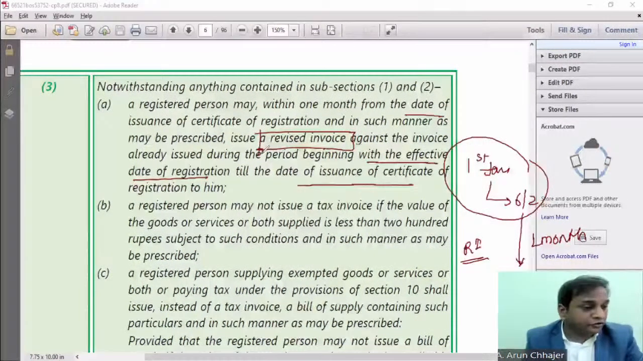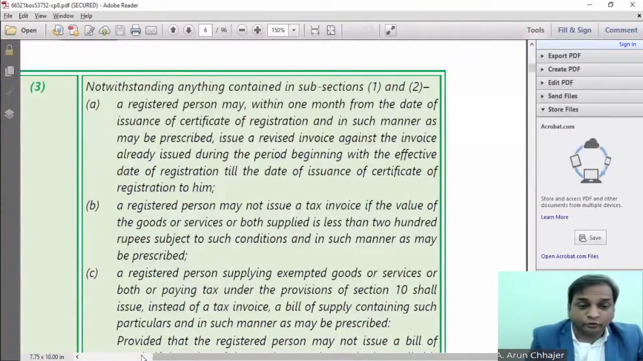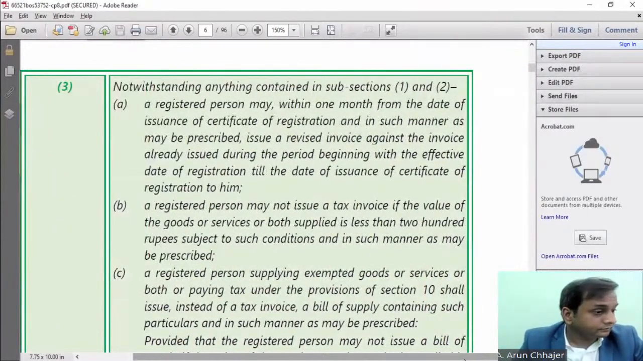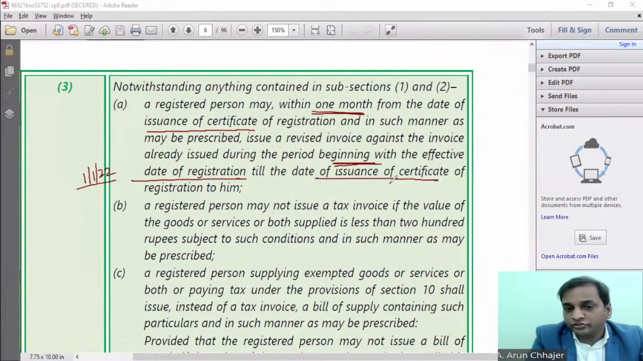The time limit to issue the revised invoice is 1 month. From which date? Beginning with the effective date of the registration, that is 1st Jan 2022, and the issuance of the certificate, that is 6th Feb 2022.